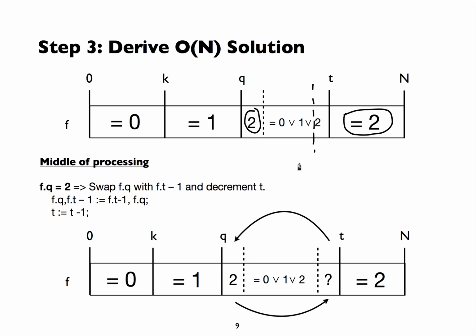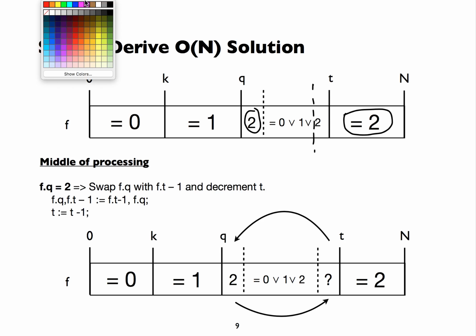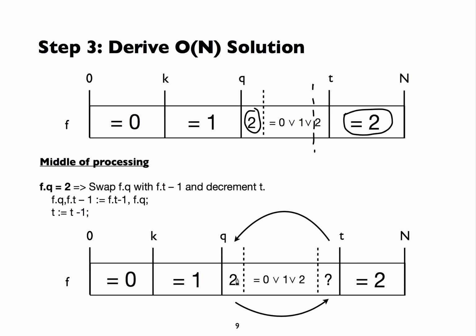So we need to do a swap. In the diagram down here, I've shown you what's happening. We are going to do a swap. The swap will take the value 2 from here. We know that f.q is the value 2. And we're going to put that over here where it should be. And we're going to take this unknown value from there, and swap it back into f.q.